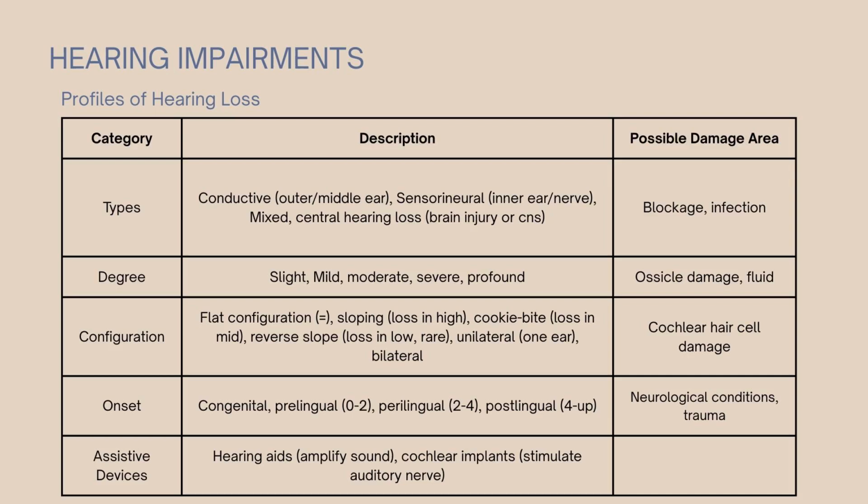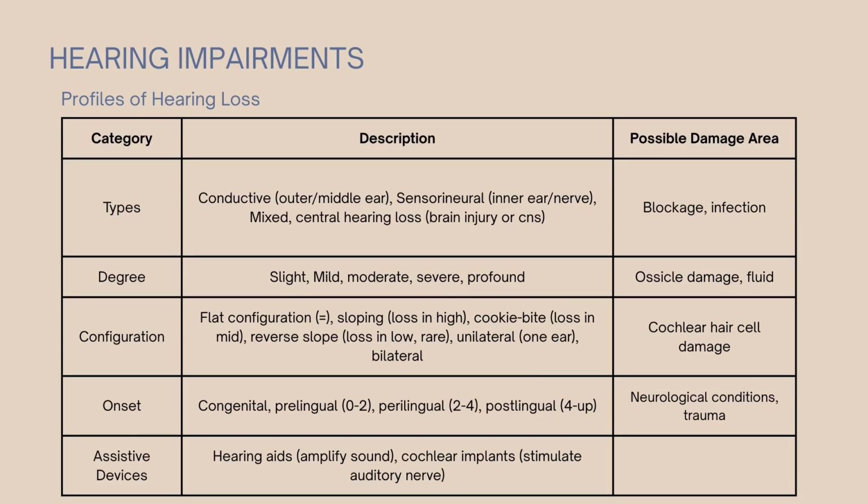Profiles of hearing loss. So first is the type. There are four types. We have conductive, where there's damage in the outer or middle ear, and then sensorineural, inner ear or the nerve, and then a mix of both. And lastly is the central hearing loss, meaning there's a brain injury or damage in the CNS. Next is the degree. So it could be slight, mild, moderate, severe, or profound.